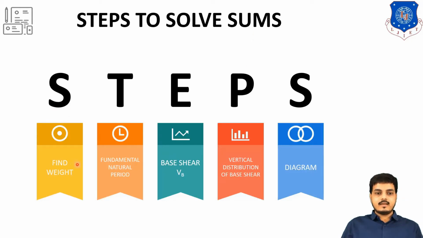Here, the first step will be to find out the weight, then the fundamental natural period, then we will go towards the base shear, and for base shear we require certain data. After that, the vertical distribution of base shear throughout the height, and at last we will draw the diagram. So let's proceed.